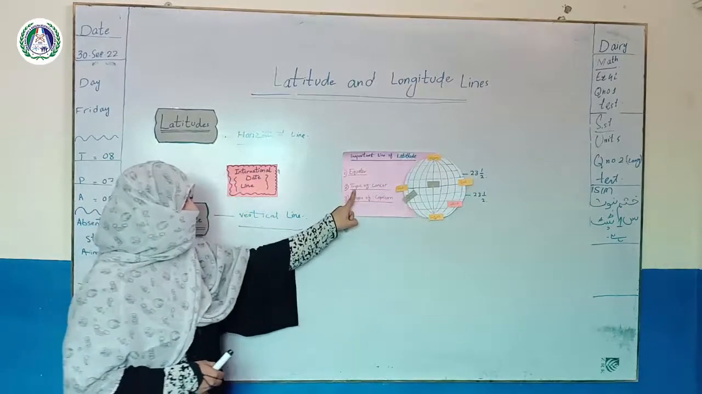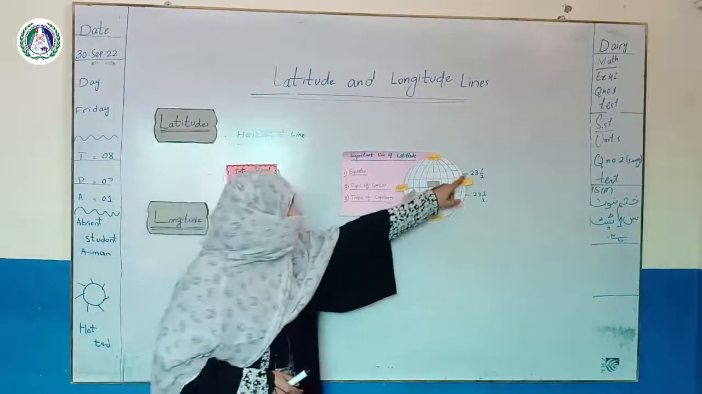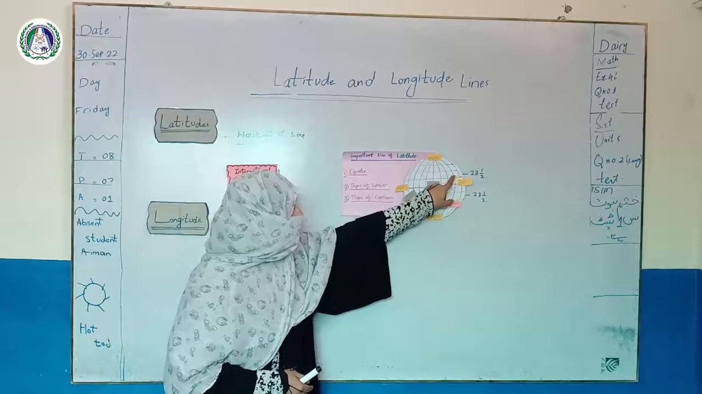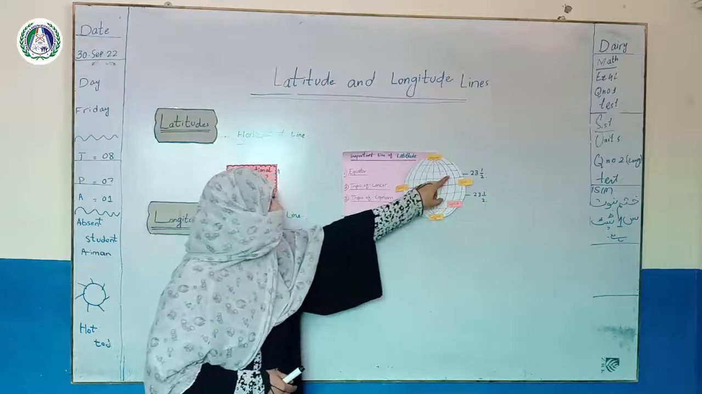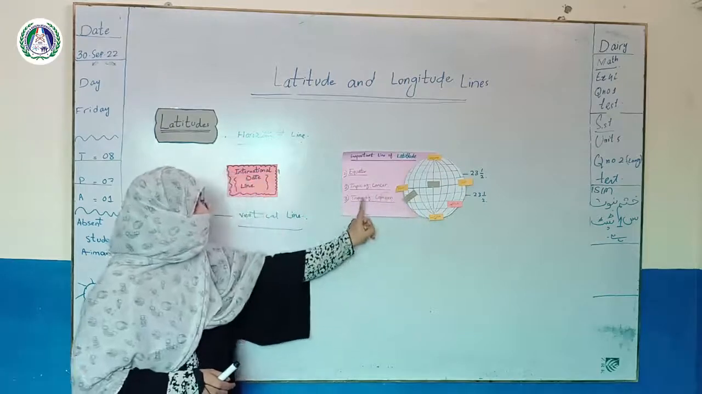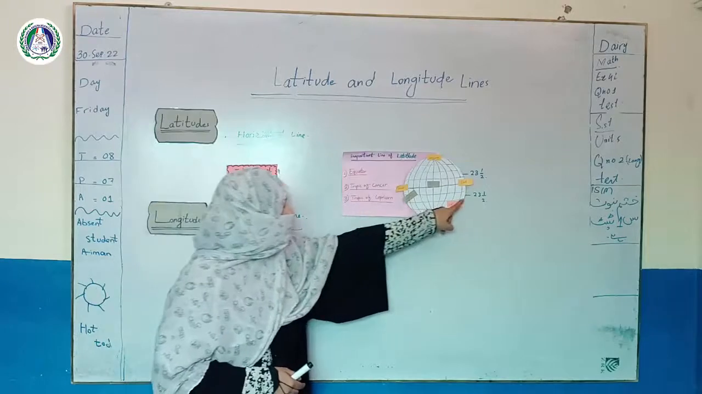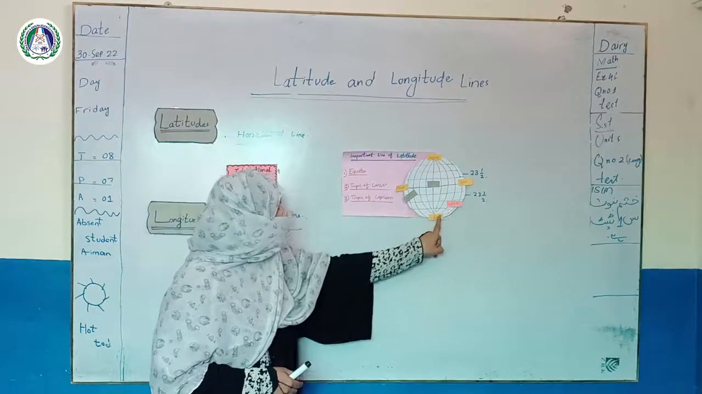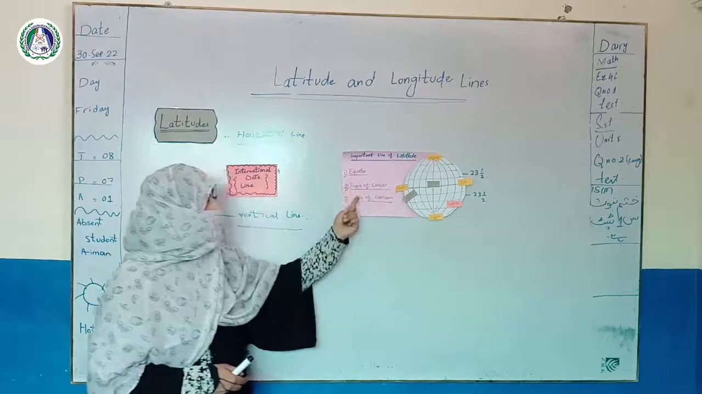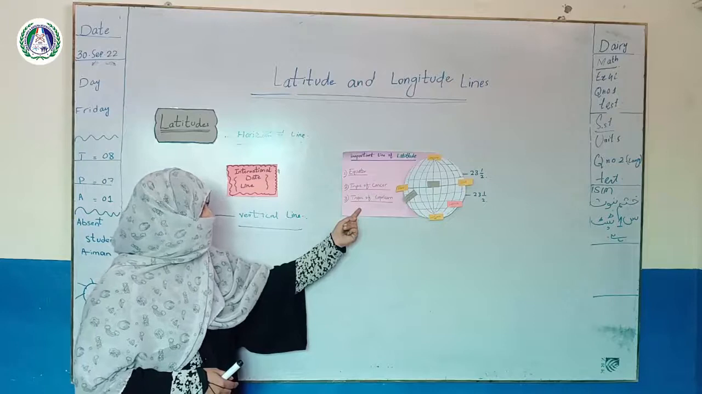Next is the Tropic of Cancer. On the globe, the half of the 2/3 part is called the Tropic of Cancer. This part you can see. This part is called the Tropic of Cancer, and the Tropic of Capricorn. The third line is the Tropic of Capricorn. The half 2/3 part of the south pole is called the Tropic of Capricorn. These are all imaginary lines.